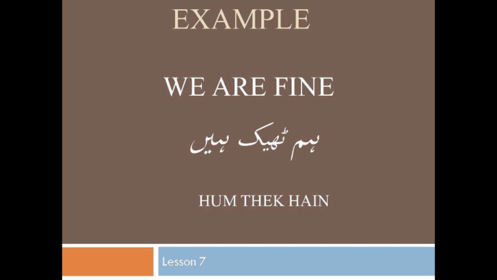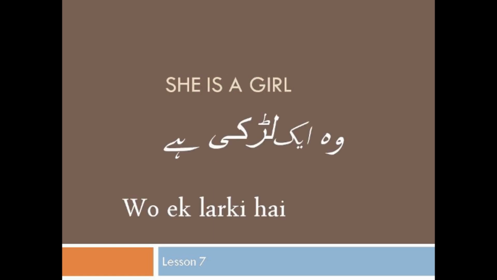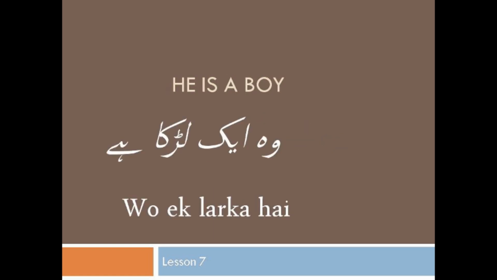The next word is he and she. The word he and she basically means वो in Urdu. So when you have to say she is a girl, you will say वो एक लड़की है. Or if you say he is a boy, you will say वो एक लड़का है.